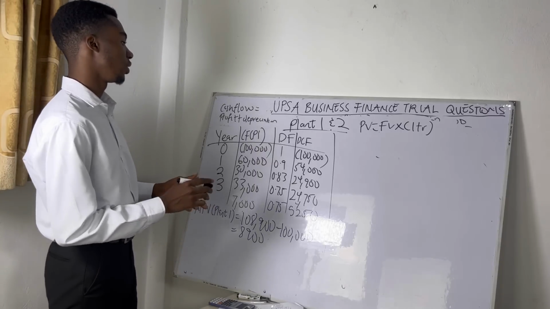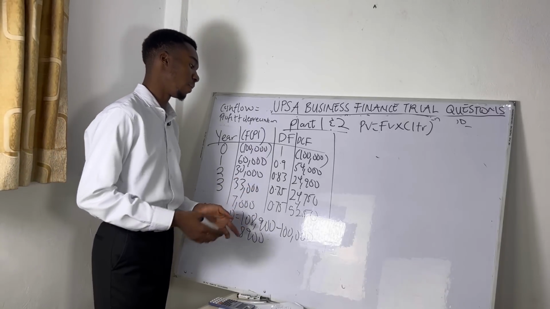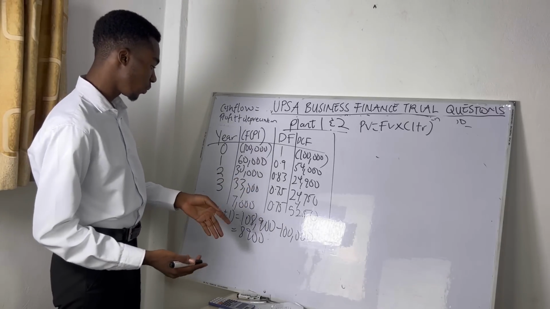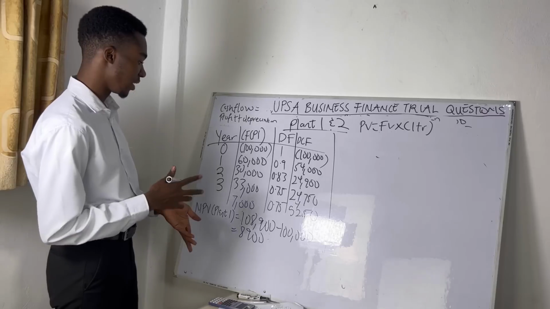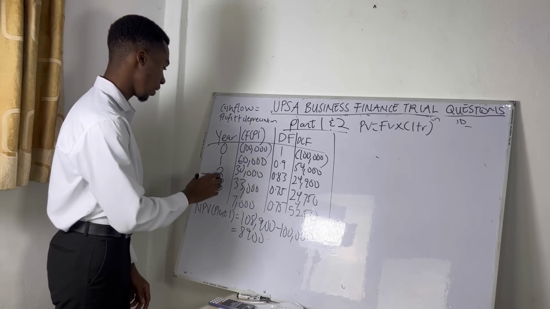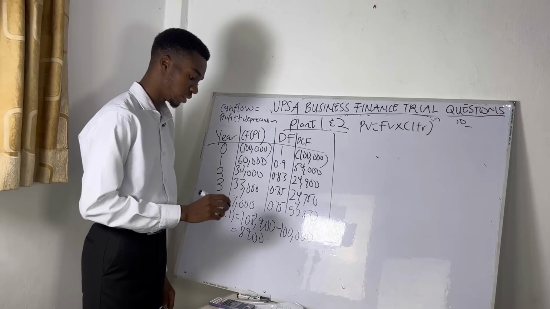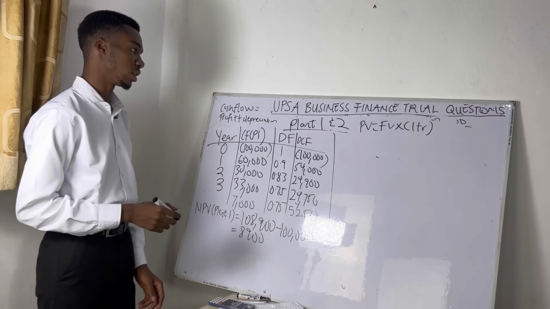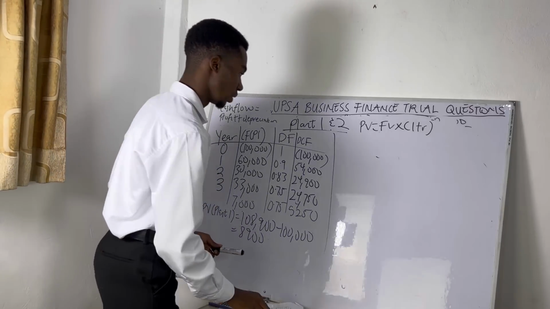Depending on the approximation you use, you might get something higher or lower, but it should be very close. At least it shouldn't be more than 10,000 or maybe less than 7,000. It will be very close. Yes. So that is the net present value for plant 1. Now we have to calculate the net present value for plant 2 as well. So we can just continue with it.